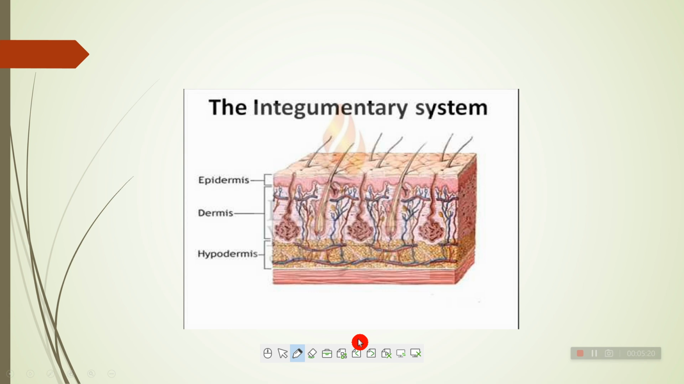Moving on. Now, this is the structure of the integumentary system. Here you can see the outermost layer is the epidermis, which contains the hair follicles. Next is the dermis, which is just underneath the epidermis. It is composed of connective tissue, proper and irregular. And the deepest layer is the hypodermis, which is also called the subcutaneous layer.